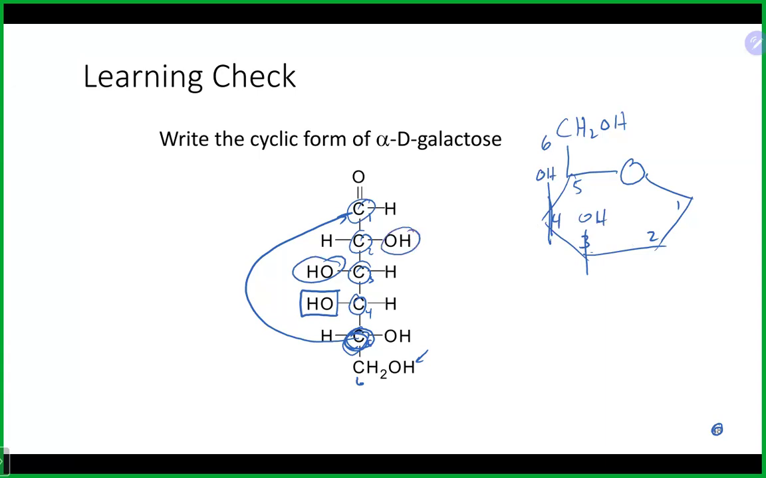And number 2 here is on the right-hand side, which again means when it falls on its side, it's going to point downward. Our last one, number 1, is going to be determined by what they asked us to draw, which was the alpha anomer in this case. And alpha means that we'll put the last OH pointing downward here. Any questions on that?